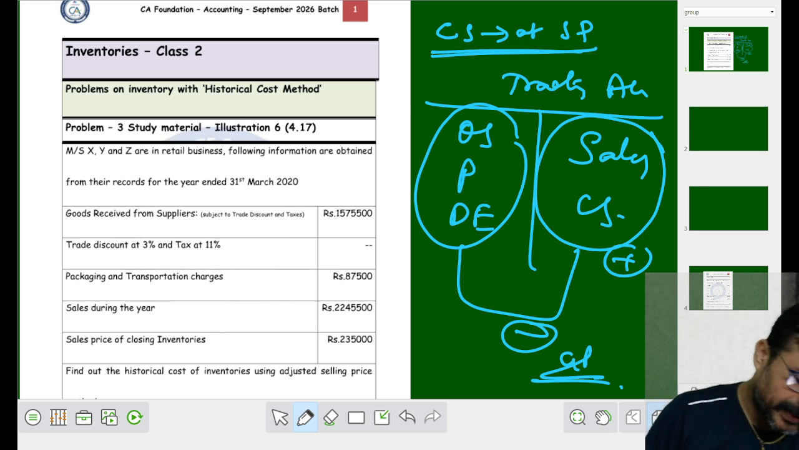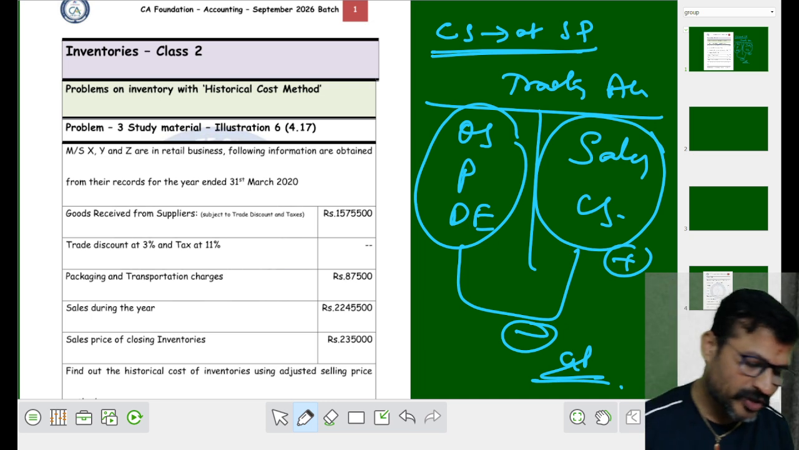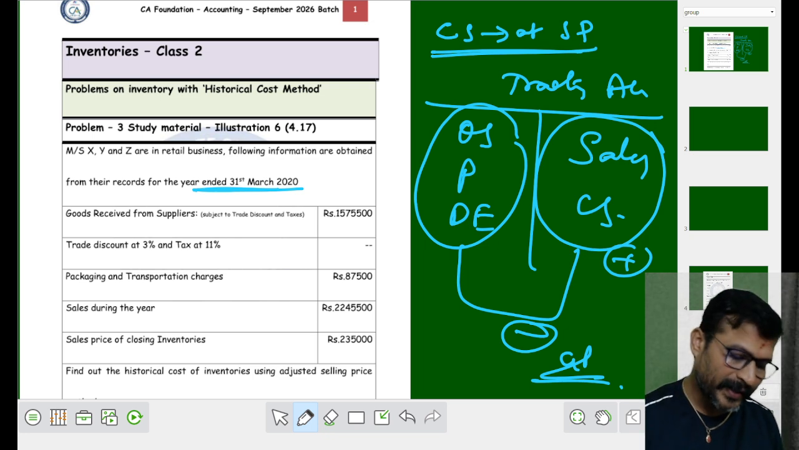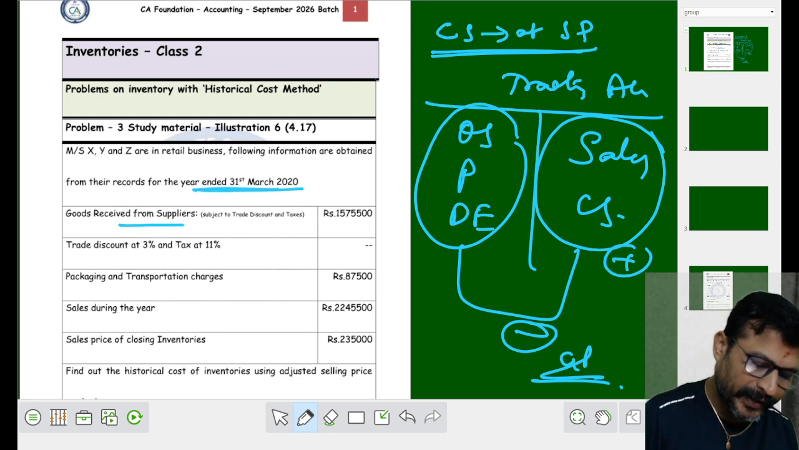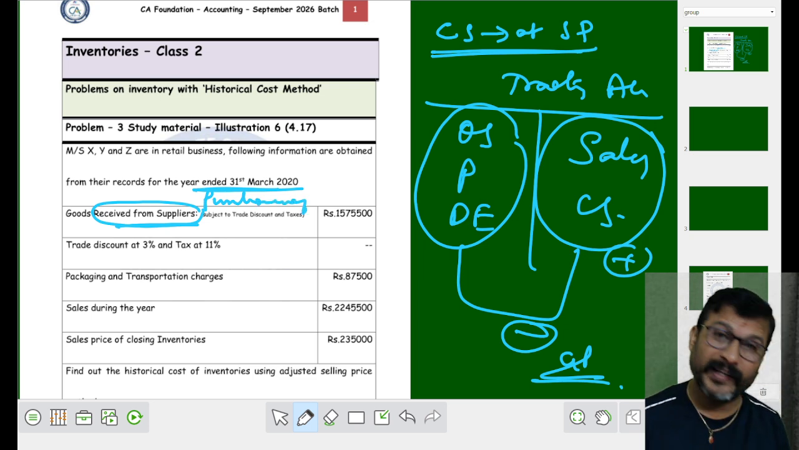See what happened here in this particular problem. It is Illustration 6 from our CA Foundation. XYZ are in retail business. The following information is obtained for the year ended March 2020. See, goods received from supplier. What do you mean by goods received from supplier? It is nothing but purchases, right?